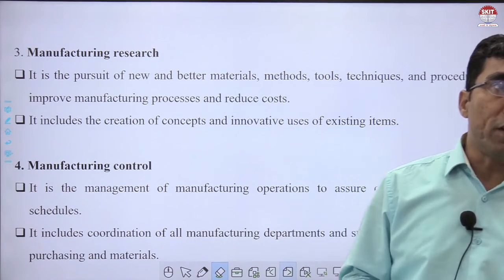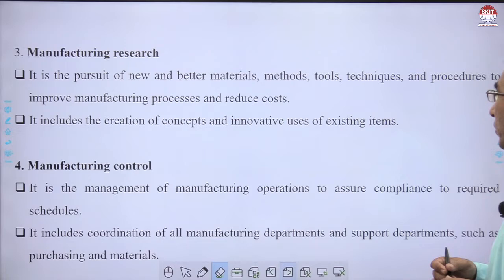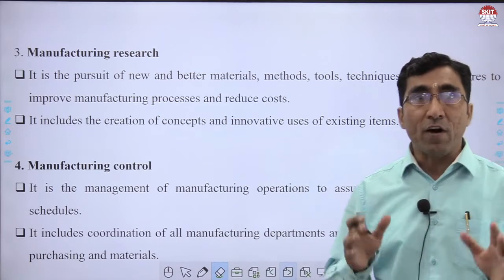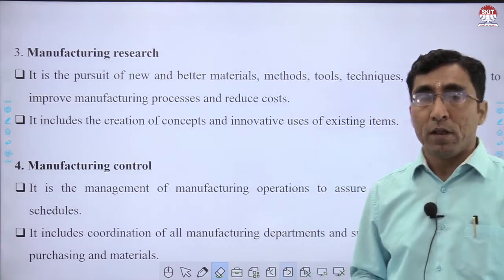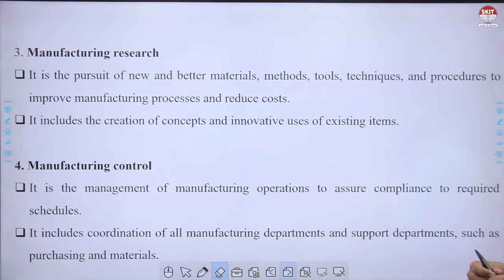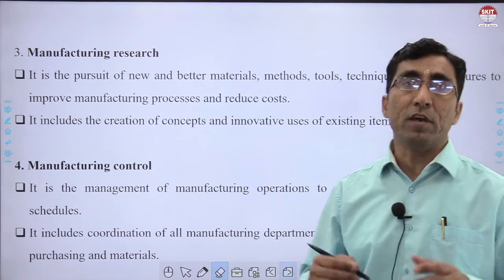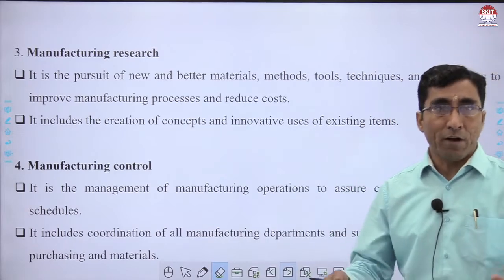And the last one is manufacturing control. It is the management of manufacturing operations to assure compliance with the required schedule or timeline. It includes the coordination of all manufacturing departments and support departments such as purchasing, material, marketing and all that.